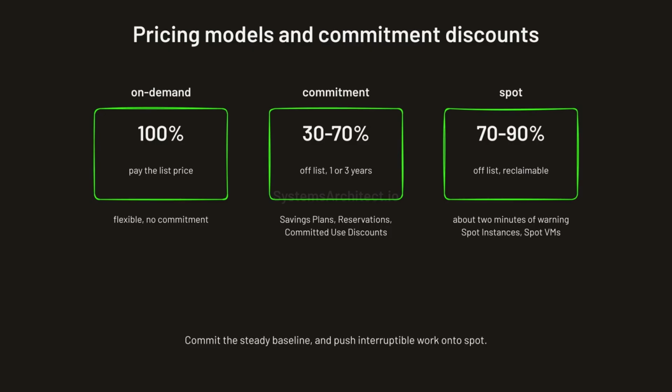What about the cheapest option of all? Spot instances on AWS, Spot VMs on Azure and Google Cloud, and the older preemptible VMs all sell spare capacity at 70 to 90% off. The provider can reclaim that capacity with about 2 minutes of warning, so Spot suits batch processing, rendering, and continuous integration runners. A healthy fleet blends all three. Commit the steady baseline and push interruptible work onto Spot.